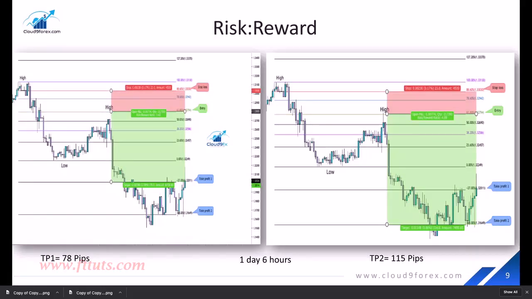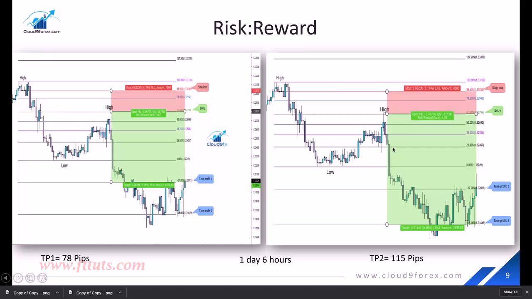So for our risk to reward, we always want to do this before entering a trade because we want to see if it's worth it. So we always want to aim for 1 to 3, 1 to 3 plus, minimum 1 to 2, but again, focus on 1 to 3 plus. So our first take profit would be at the negative 27% in this example. From our entry to our take profit was 78 pips. We risked 23 pips in this case.